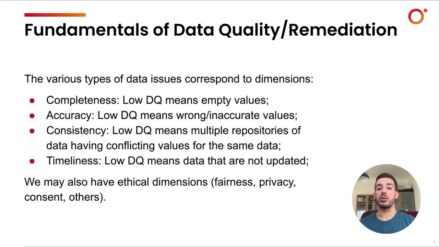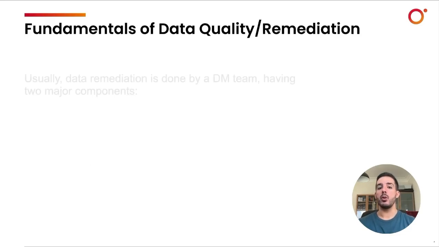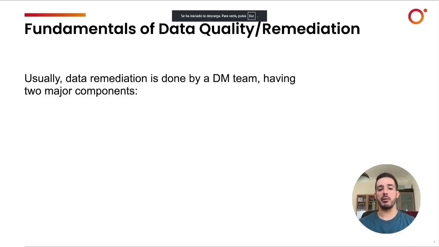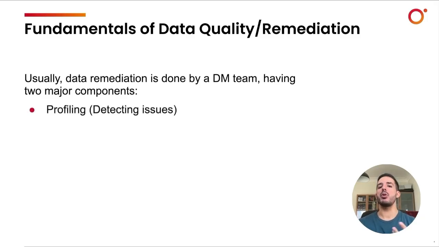A lot of organizations don't use them, but they are becoming more popular as data governance becomes more present in organizations. When we talk about data remediation itself, usually this is done by a data management team because it's an active remediation effort. It has two major components, which is the profiling, finding out what are the errors that exist, and the actual remediation, fixing those problems. So the first step is profiling, or data profiling, where we detect the issues.